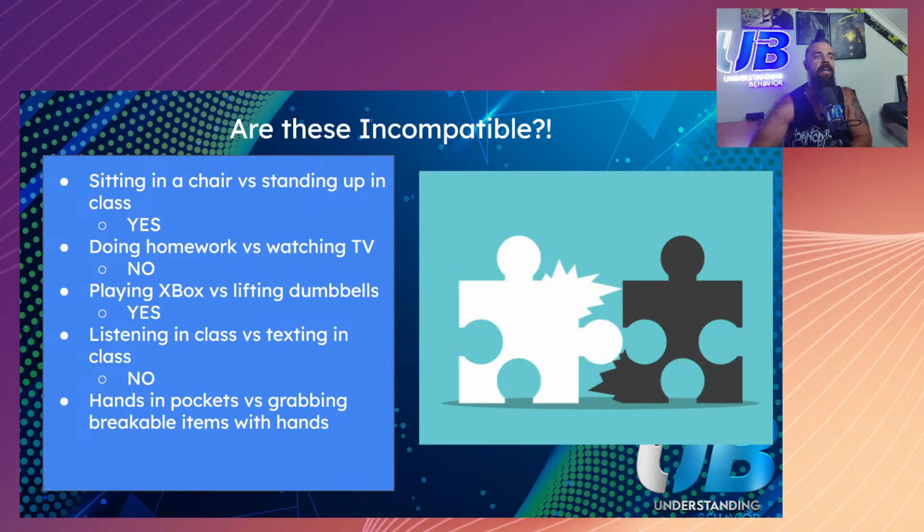Good. All right, how about this last one? We've got hands in pockets versus grabbing breakable items with our hands. Are these incompatible? Yes or no?